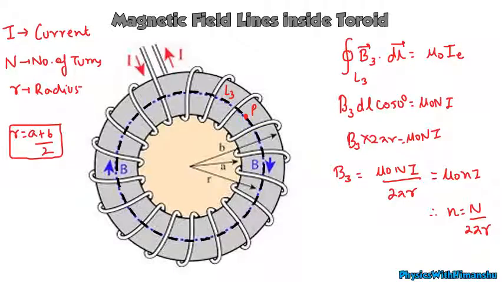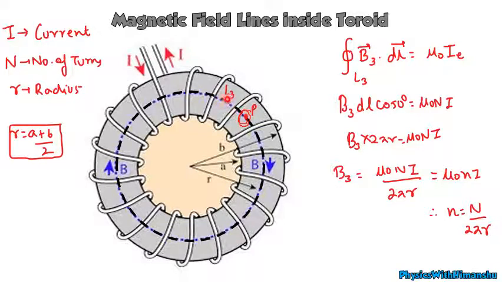Now we'll discuss the magnetic field at this point P. This point P is inside the core of the toroid. Suppose I is the current, N is the number of turns, and r is the radius. The radius will be (a + b)/2, where a is the inner radius and b is the outer radius. So r will be the average of both of them, that is (a + b)/2.